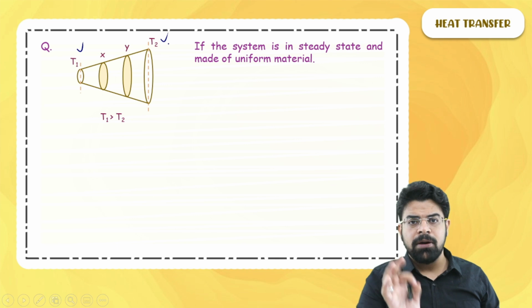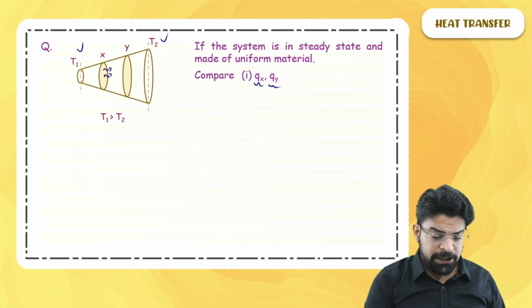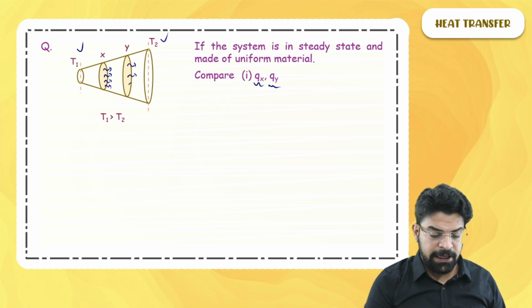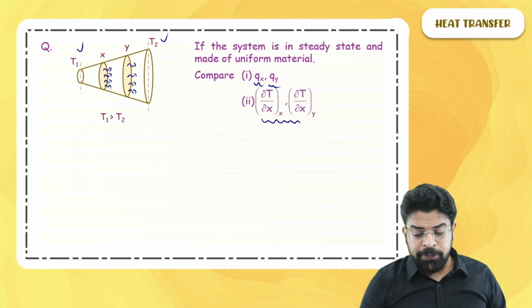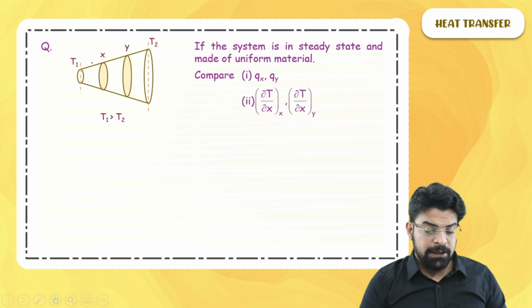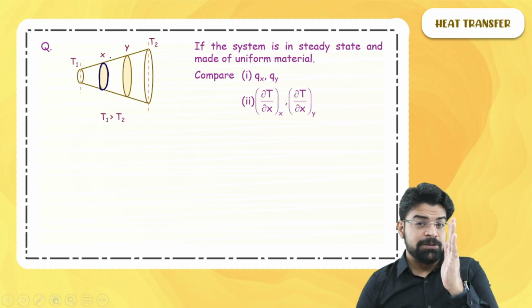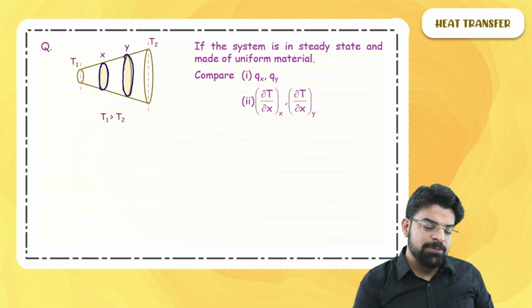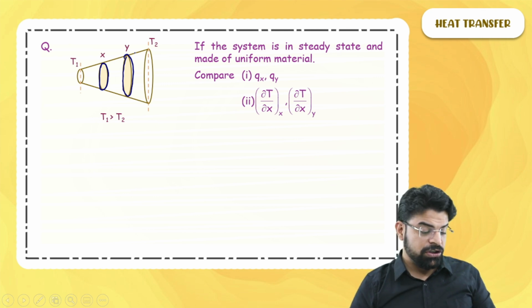You have to compare two things. First, where will the rate of heat flow be more: at the place where the cross-sectional area is less, or at the place where the cross-sectional area is more? Second, where will the temperature gradient be higher: at the place where the cross-sectional area is less, where the rate of change of temperature with respect to length will be more, or at the place where the cross-sectional area is more? These are the two questions you have to answer.